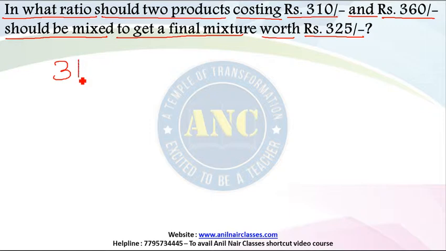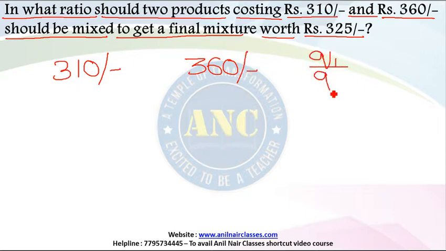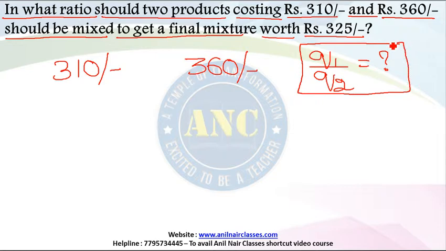That means I have the first product price given as 310 rupees and the second product price given as 360 rupees. I want to mix these two quantities in some ratio Q1 by Q2. In what ratio should I mix these two quantities so that the final mixture will cost 325 rupees? This is the question. The prices of two products are given, and the average price 325 is also given. You need to find the ratio in which the two products are mixed.